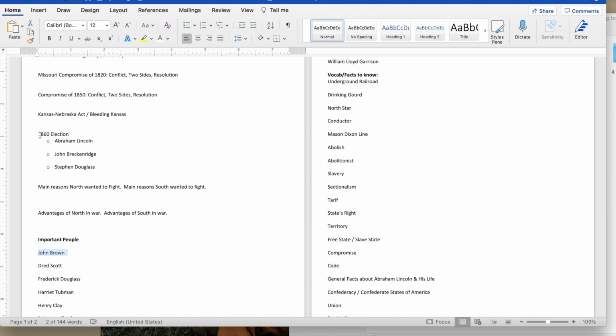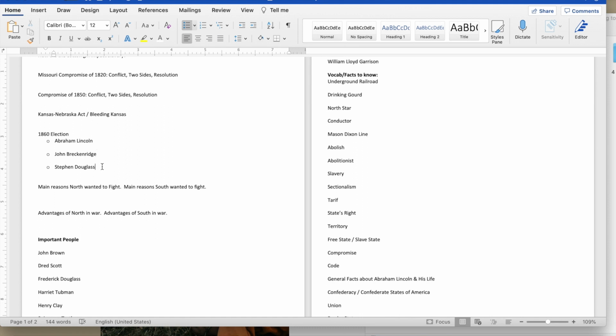Election of 1860, a couple things to know with this. Stephen Douglas had squared off against Abraham Lincoln once already, and Stephen Douglas won the Senate, but it made Abraham Lincoln's name get out there. This is the first time that Abraham Lincoln really got any publicity, so even though he lost, he kind of won in that people found out who he was.